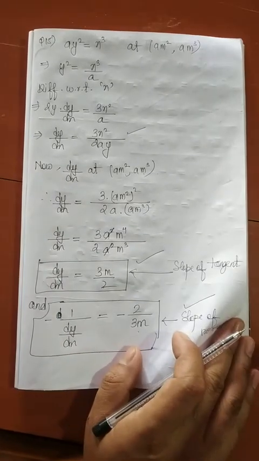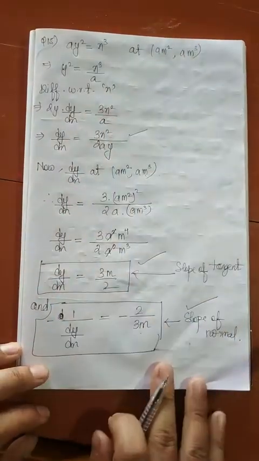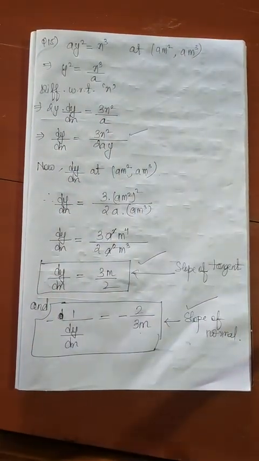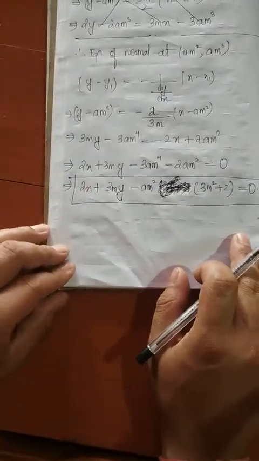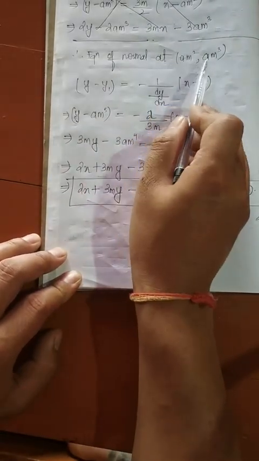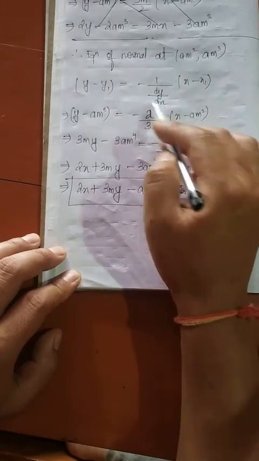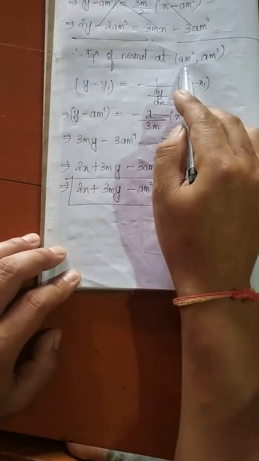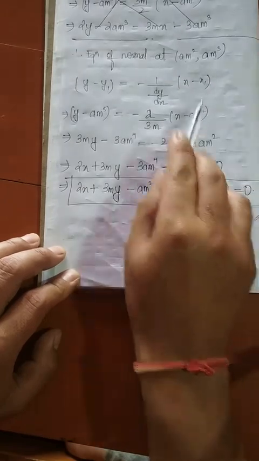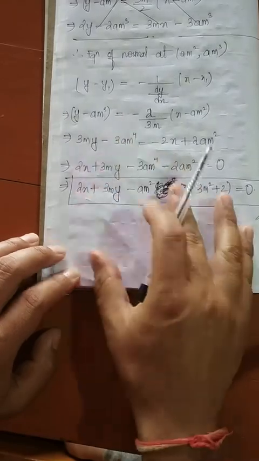Now, with the slope of the normal as this, and the values of x1, y1 known to me, can I find the equation of the normal? Yes. So the equation of the normal at which point? At a m square comma a m cube. So we use the formula y minus y1 is equal to slope of normal into x minus x1. This is the value for x1, this is the value for y1, so put the values accordingly. This is just what we have found out here.